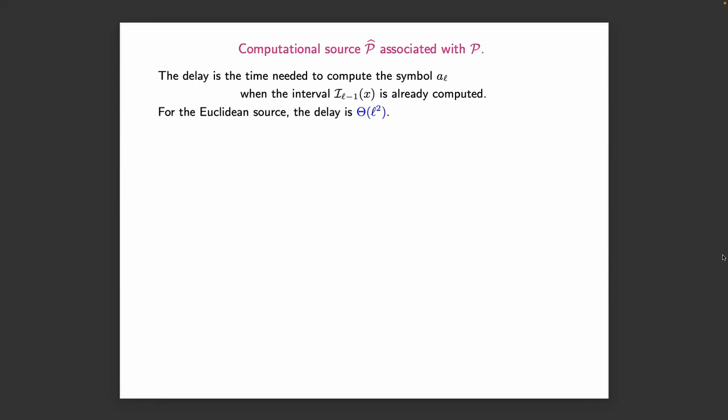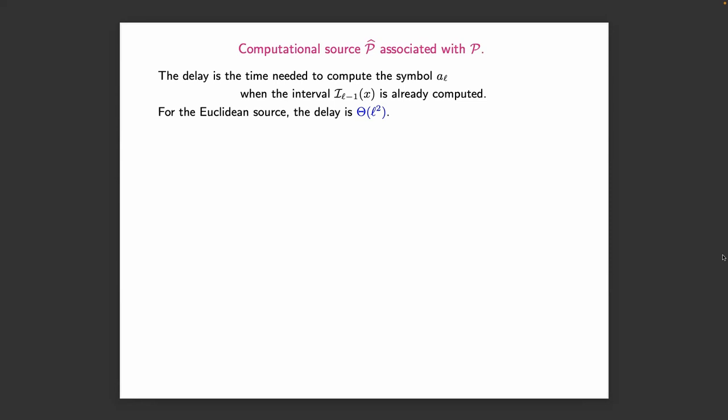And now, how to compute the next symbol? For instance, for the Euclidean source, we have the fundamental interval whose endpoints are rationals of size L, and we have to perform subtraction between rationals of size L and also multiplication. So the delay depends on how the computation exactly happens, but the delay is theta of L square or theta of L. I suppose that the model of computation is such that the delay is theta of L square.